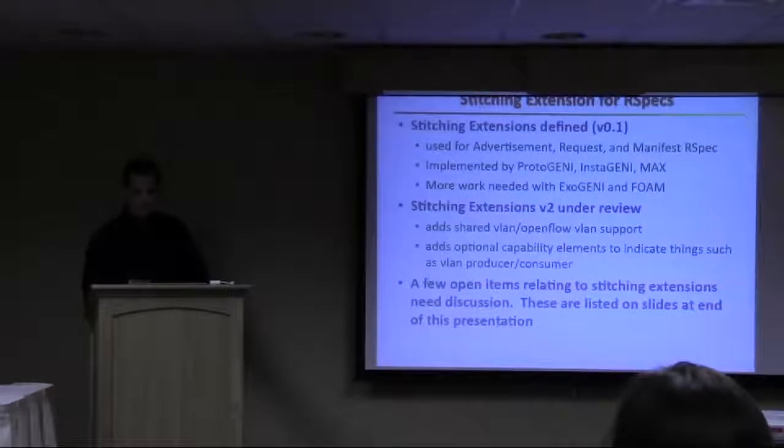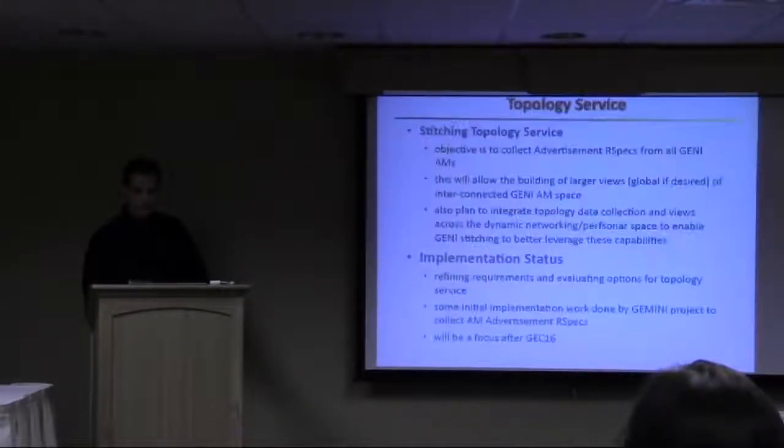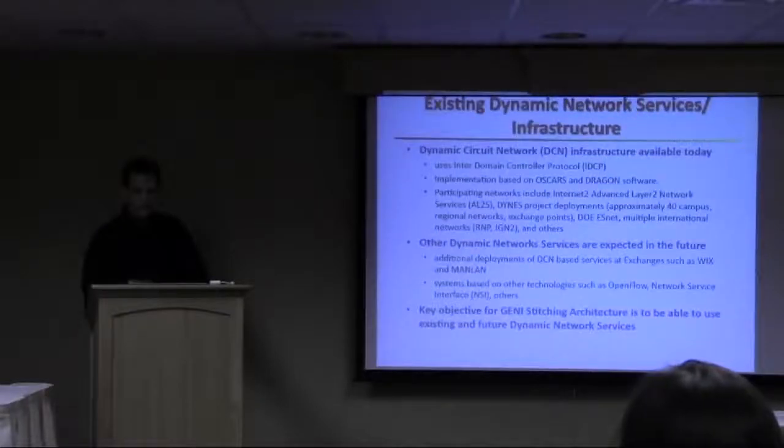So the rest of these things I'm going to go through real quickly because I'm out of time: real details on that architecture and just the implementation status. But I want to jump ahead and talk about where we are today in terms of the ability to do this. There is some dynamic networking infrastructure out there that we can leverage, and it's Internet2's ION service. A lot of it is based on the dynamic circuit network infrastructure.